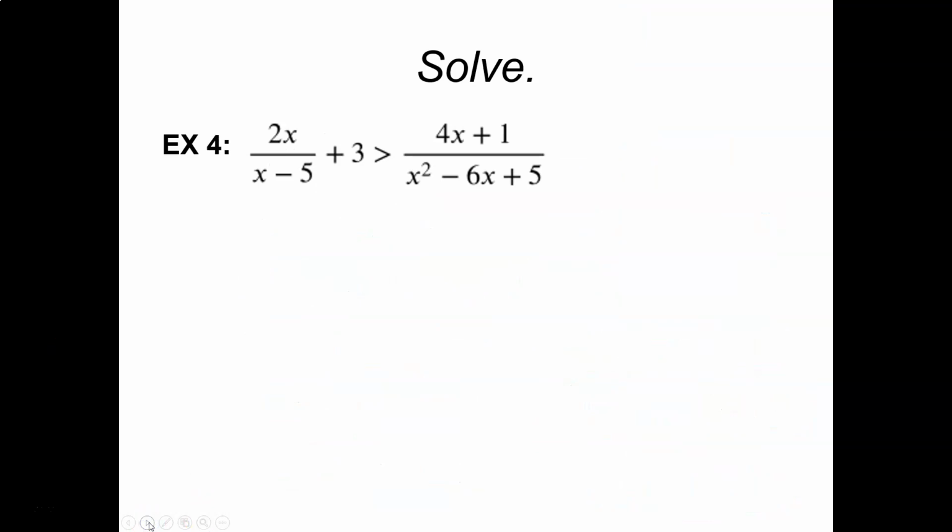So this one is a pretty big problem. You still need to move everything to one side first. So 2x over x minus 5 plus 3 minus (4x plus 1) over x squared minus 6x plus 5 is greater than 0.